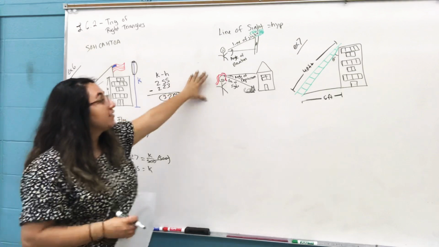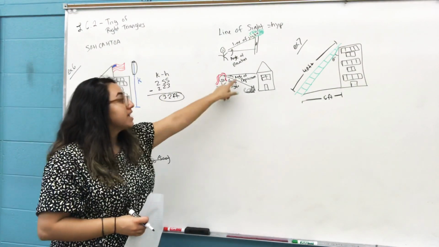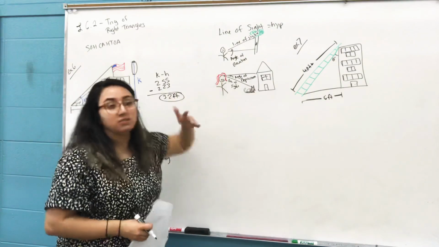Now, line of sight, I have it here if you don't remember. If you're looking up, angle of elevation, looking down, the angle of depression, and your hypotenuse changes the side. Here is the last one.